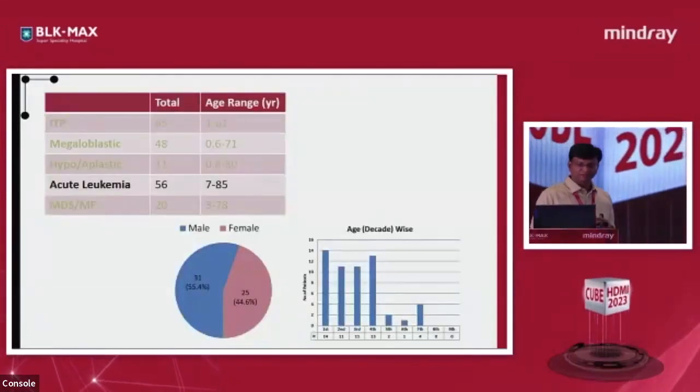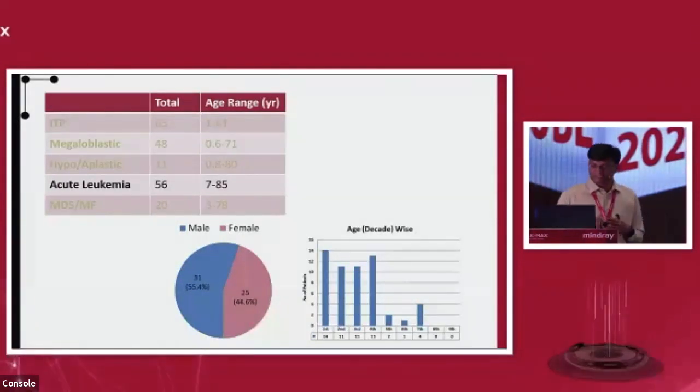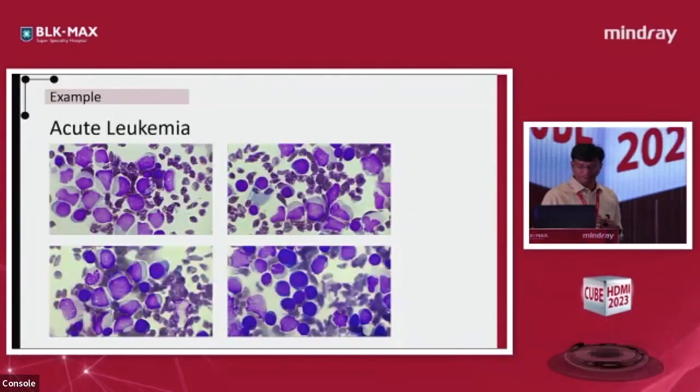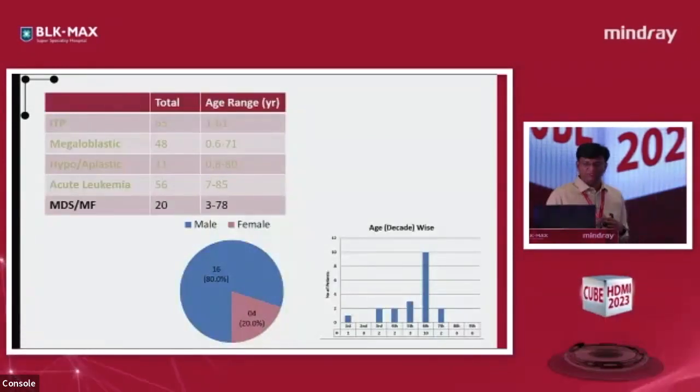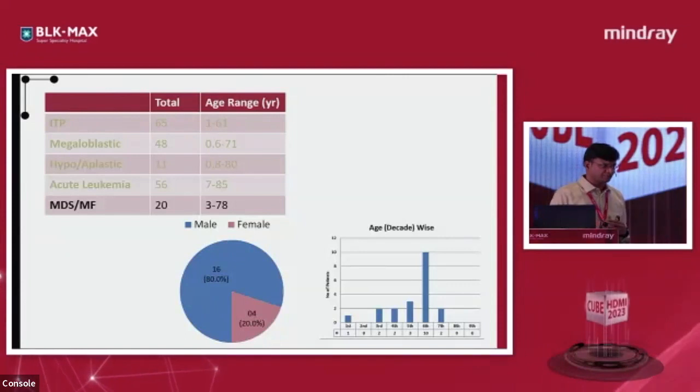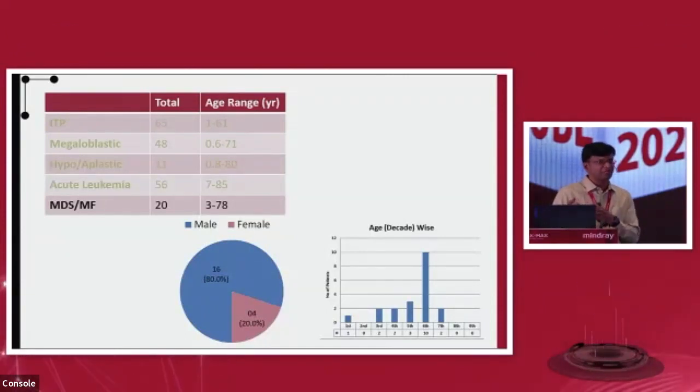Acute leukemia, we had around 56 cases, and these show various blasts in the smears. Myelodysplastic syndrome and myelofibrosis, we had around 20 cases. Once we started doing the biopsies, a lot of cases were picked up.